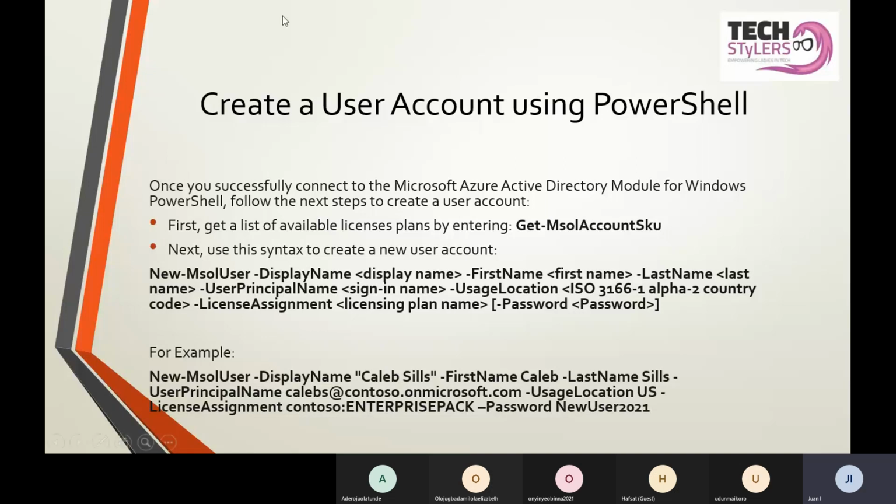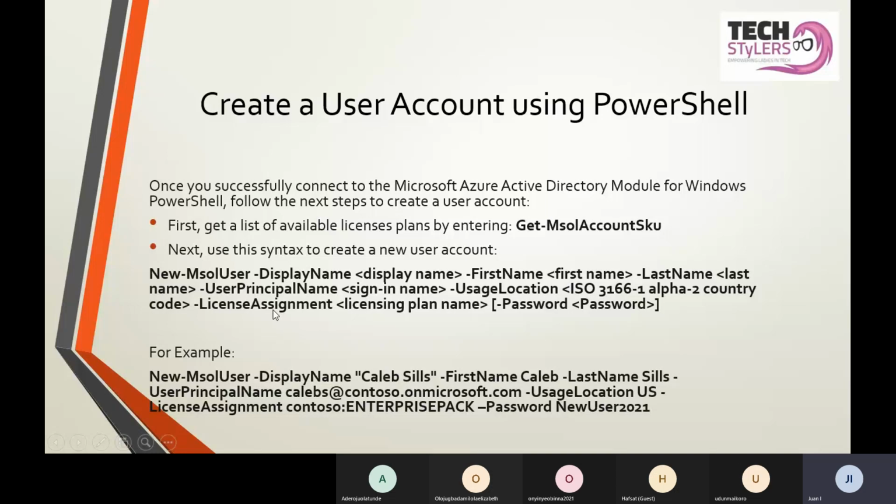So once you successfully connect to the Microsoft Azure Active Directory module, then the next step is for you to create your new user, right? For you to create your new user, this is the syntax to be used. New-MsolUser, blah, blah. Basically, I just copy this into a notepad and then I edit it. So what are the areas that you need to edit? First of all, you need to put in a display name. You need to put in the first name, the last name, the user principal name, the user location, and the license assignment.